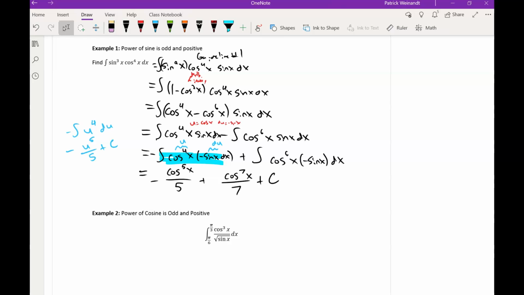We're going to work through an example where cosine is odd and positive. It's going to be the exact same type of thing. You're going to want to convert everything in terms of whatever you want that u to be, and then leave something that looks like that du, and then integrate.